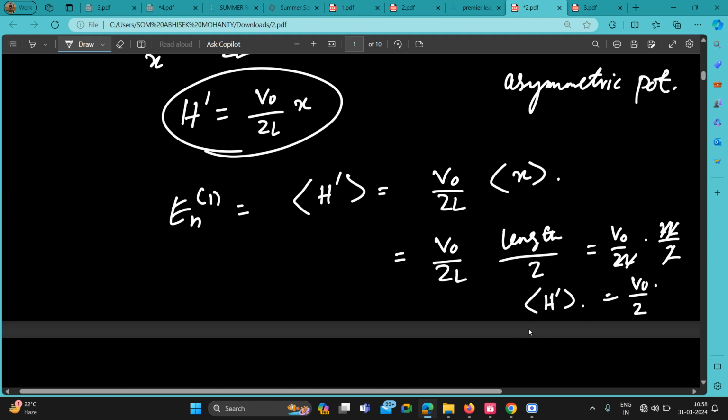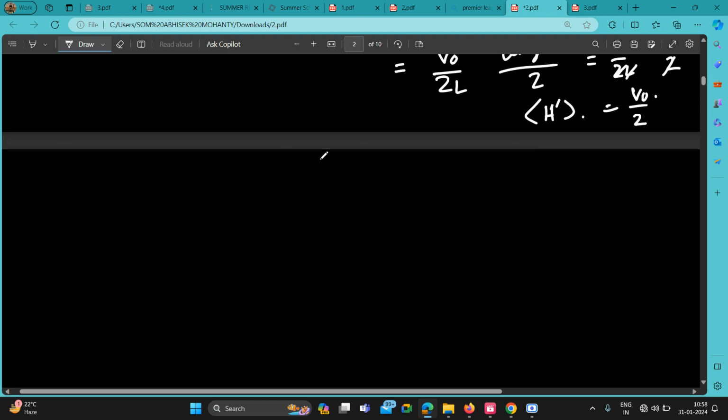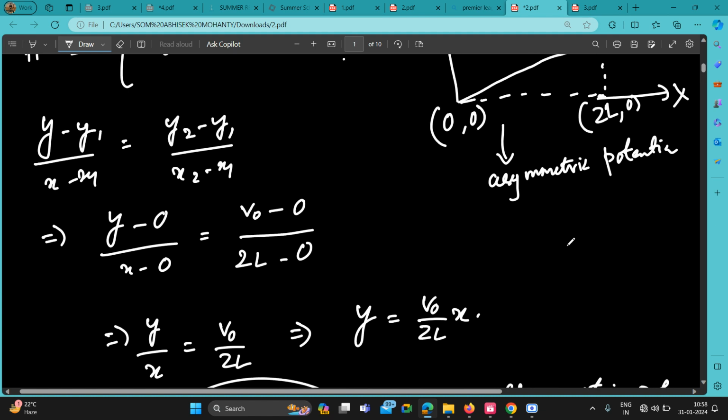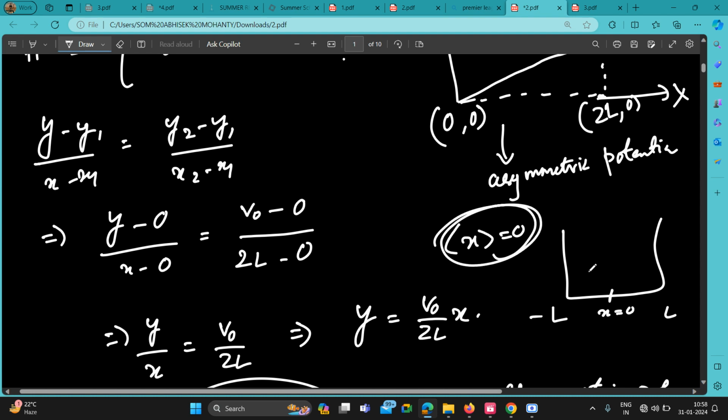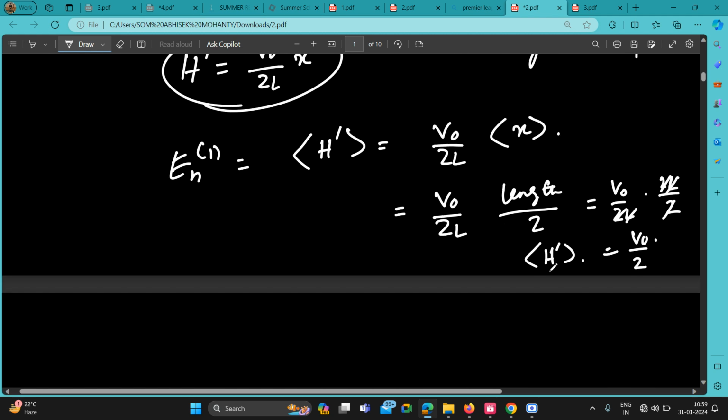Hope you understood. For a symmetric potential, suppose the symmetric potential is like this, from minus L to L, and this is the origin. For a symmetric potential the expectation value, the average value, is zero, because it extends from left L to right L, so the average value is zero. This is for the asymmetric one. Alright, got it.